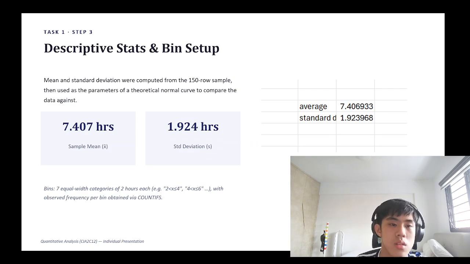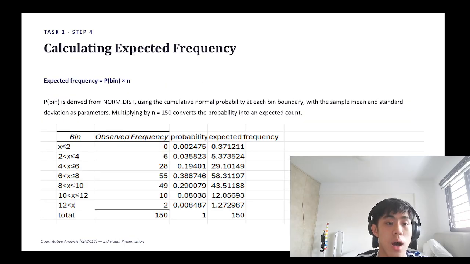So the descriptive stats and bin setup. I had to find the mean and standard deviation when computing, then use the parameters to compare the data. Following that, I calculated the expected frequency, as you can see over here.